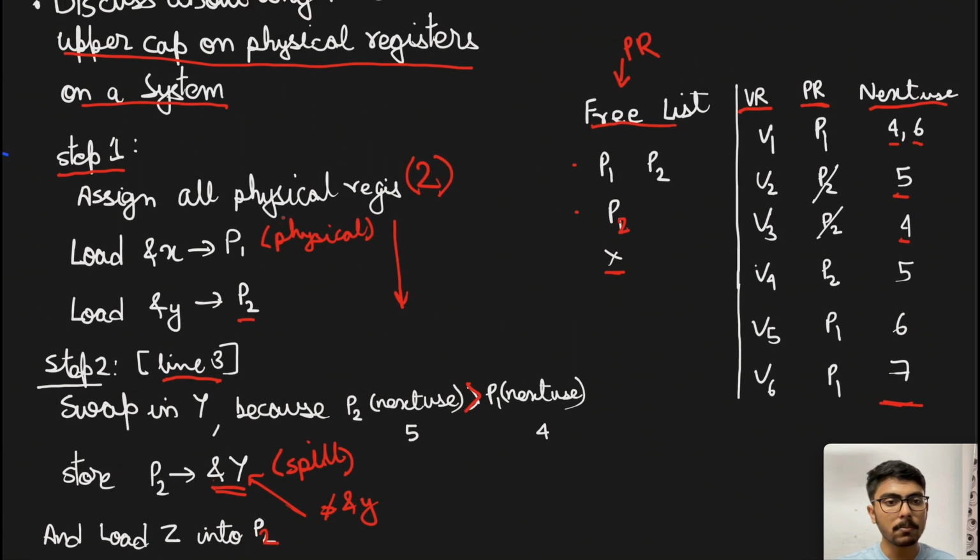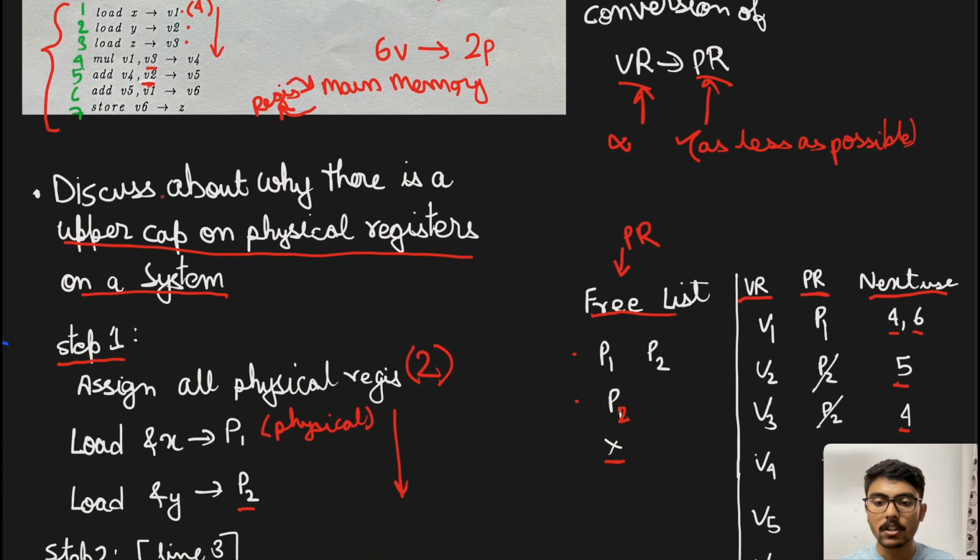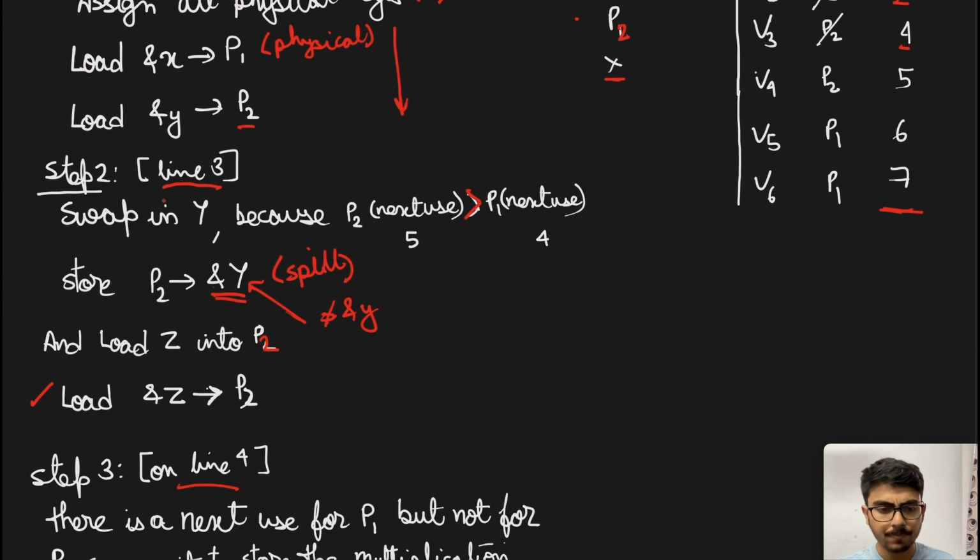Now if we go to the problem we are given, we need to multiply V1 and V3. We have both of these registers with us: P1 for V1 and P2 for V3. But we now need to decide where we will store V4, because after the multiplication we again need to store the result in a physical register. We cannot just dump the result anywhere in memory, so we need to store it in a register. In order to decide which register we will use, we will again use the next use.